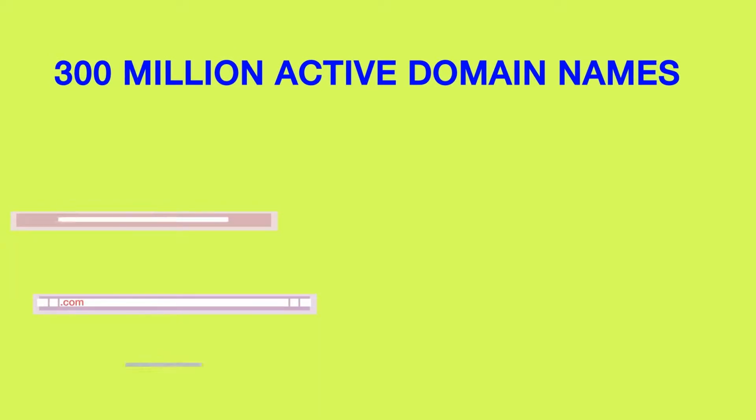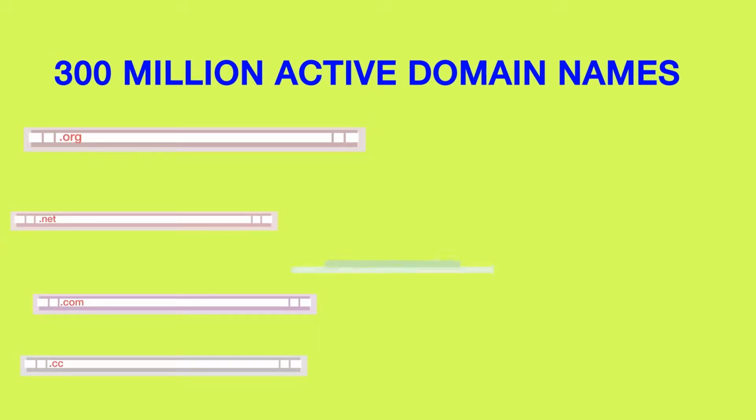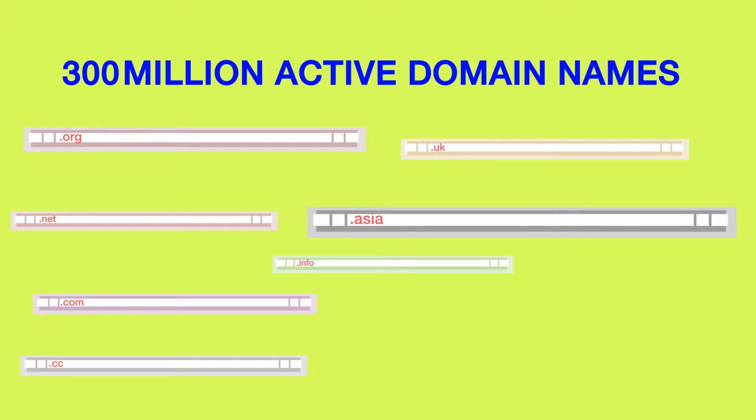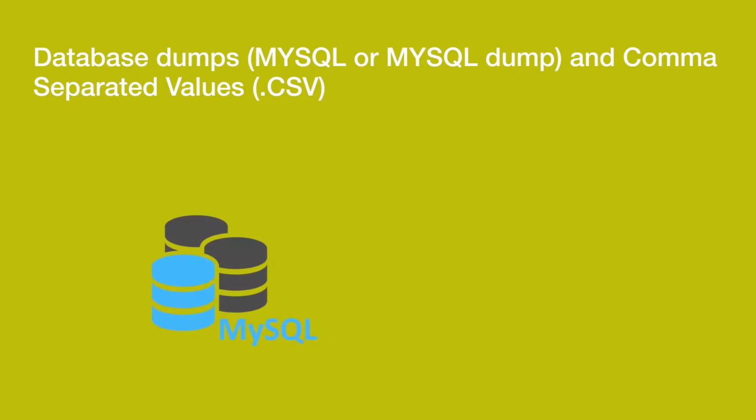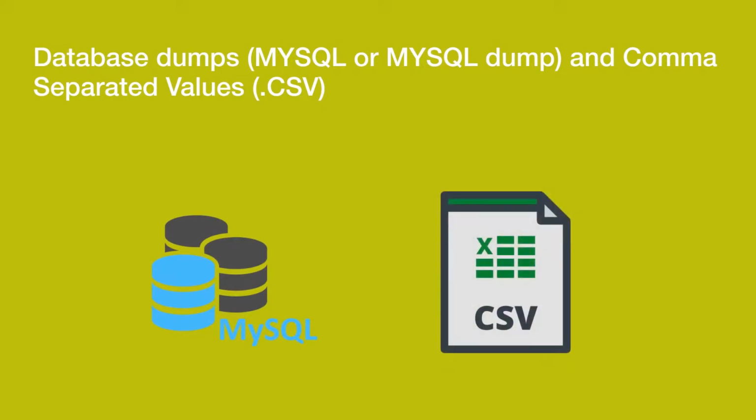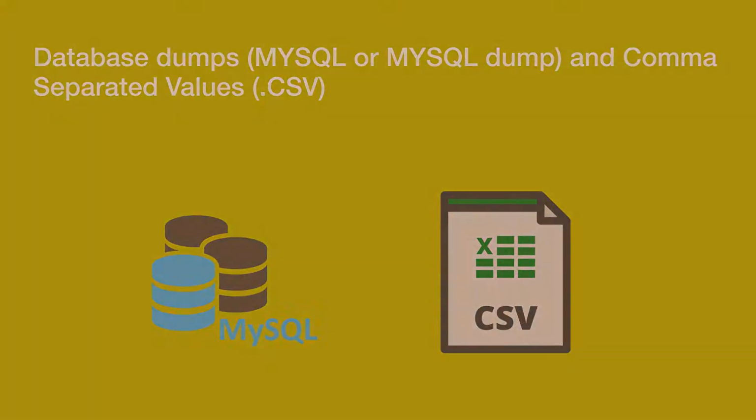Get close to 300 million active domain names with Whois records in the latest version of the Whois database, with a growth rate of hundreds of thousands of domains and Whois records per day. Get both parsed and raw Whois data for download as database dumps, MySQL dump, and comma-separated values, CSV files. Access billions of historic Whois records.